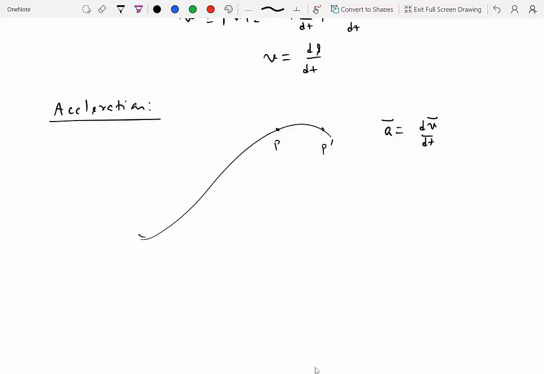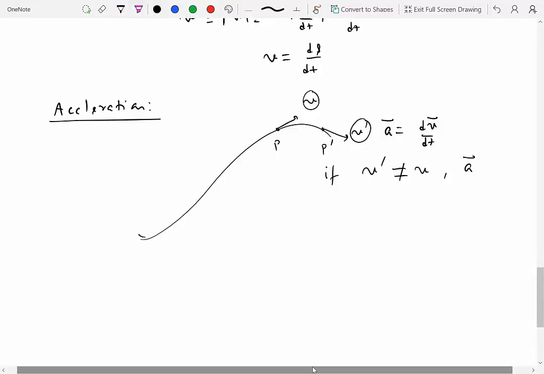Okay, so let's talk about what the direction of the acceleration would be. Let's say here is the particle at one instant at a point P prime. Its velocity is, let's say, v prime. If, going from P to P prime, the speed changes, so if v prime is not equal to v, then clearly there will be a component of the acceleration which will be non-zero, and that will be due to change in speed.